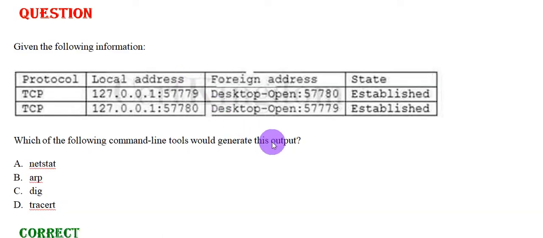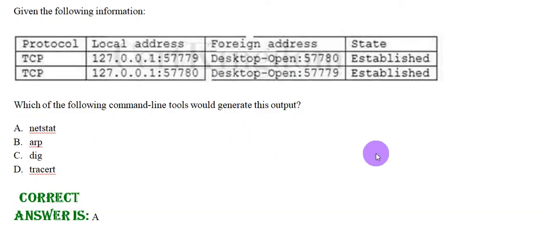Given is the following information. Please have a look at the table. Which of the following command line tools would generate this output? Option A, netstat, option B, ARP, option C, dig, option D, tracert. The correct answer is option A.